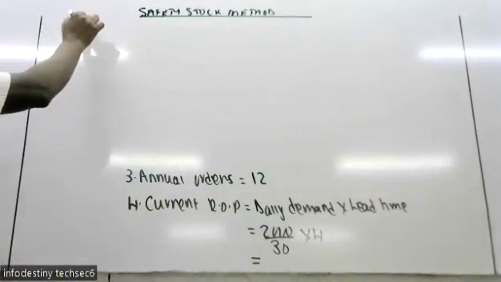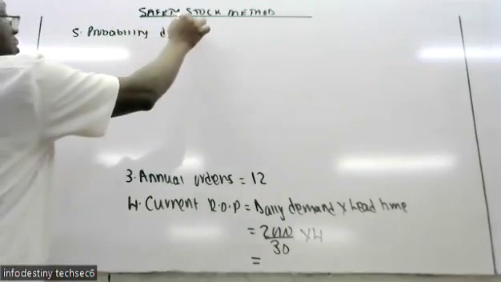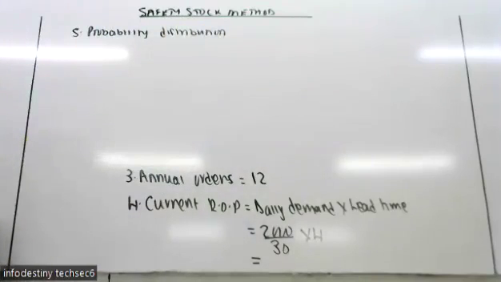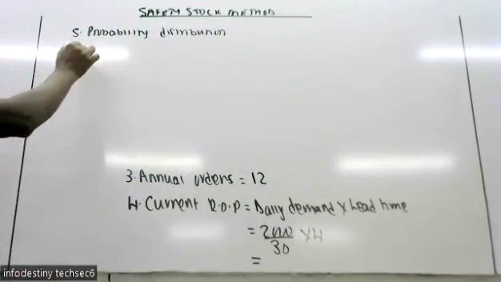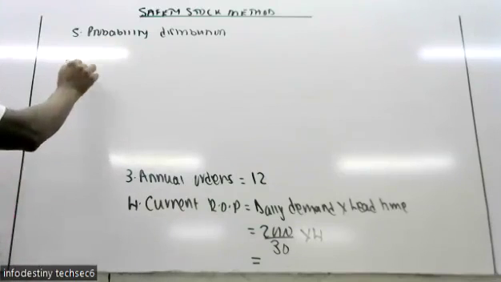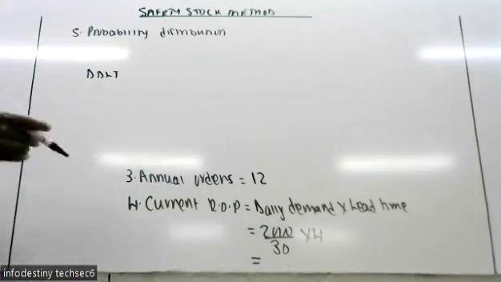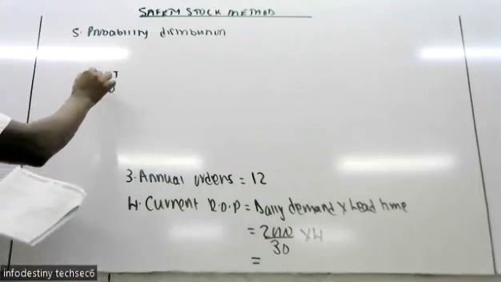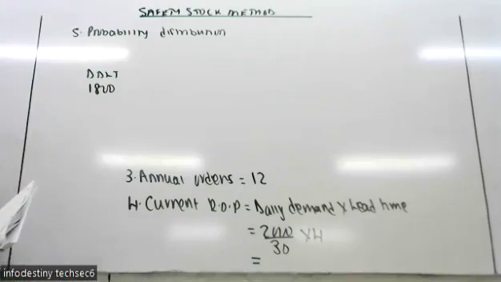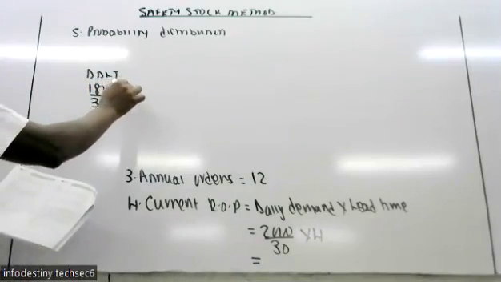Number 5 is probability distribution. Now, in the probability distribution, we are going to have demand during lead time. And this is what I want you to do. These units are for the whole month, and we need demand for just 4 days. So each one of them, you shall divide by 30 and multiply by 4.